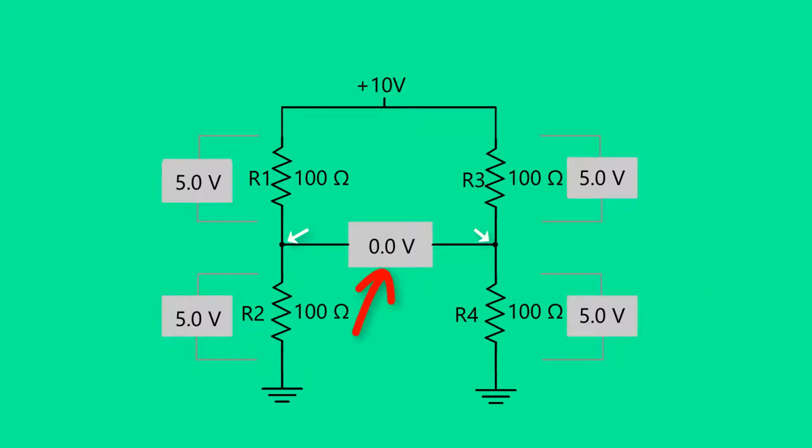A voltmeter is placed at the center point between the 2 series circuits. Since there is no potential difference at these 2 points, the voltage is 0. This circuit is identified as a Wheatstone bridge.